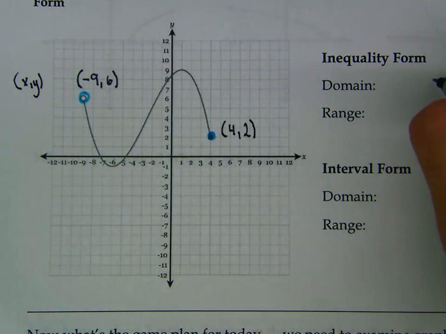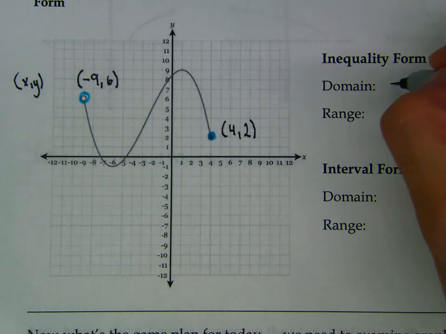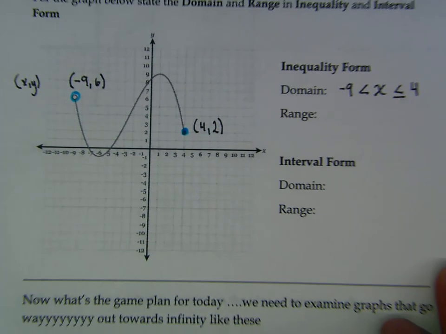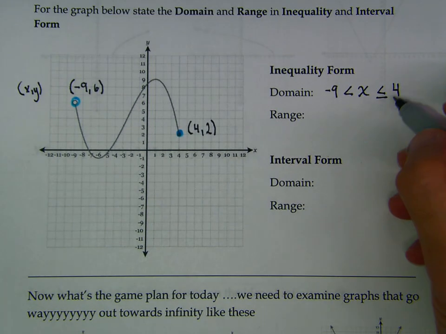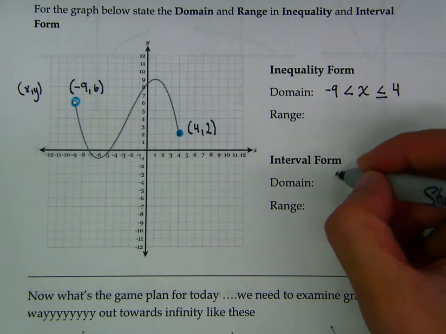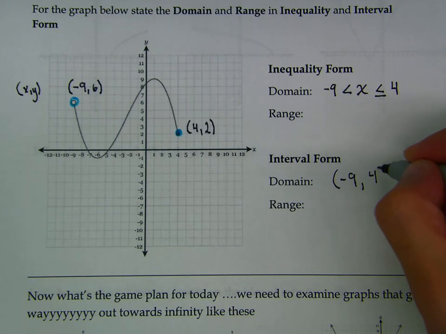So domain is how far left to how far right. What we do is we say x, this has to be a less than symbol with no equal sign, -9 to 4 with an equal sign. Right? What about an interval form? It should be -9, comma, 4 bracket.